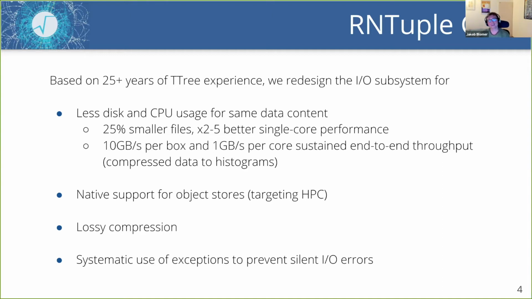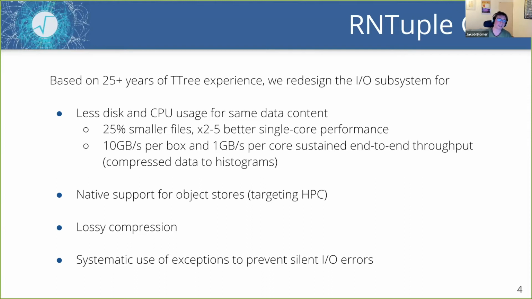So based on all the experience we had with TTree, we would like to redesign the I/O subsystem slightly with RNTuple, keeping the best of TTree, but adjusting to modern storage hardware. First and foremost, to have a good reason to do this, we need a proper goal, a proper gain from this, and this is smaller files and faster access. What we think is realistic to expect is something like 25% smaller files after compression, and several factors better single-core performance when we access the data.